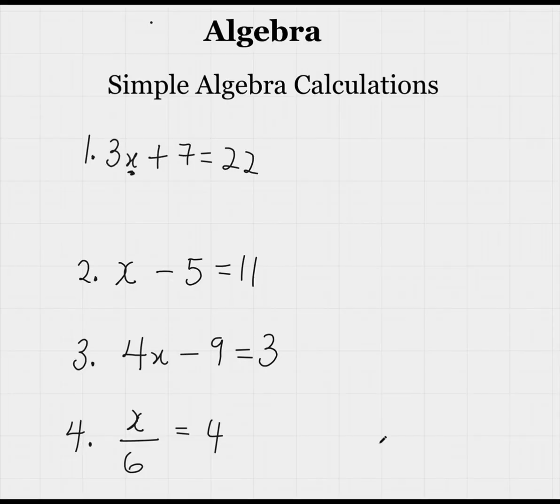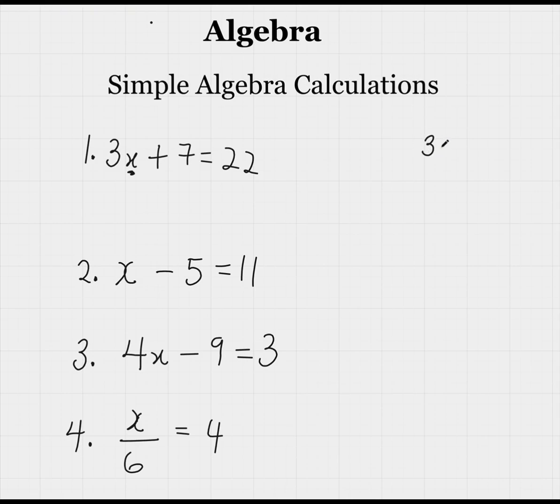We're looking at some simple algebra calculations. Let's look at the first question. 3x plus 7 equals 22. You're going to have to think of a number that when you multiply by 3 and add 7 to the number would give you 22. So if you know your times table well, you can start guessing. Let's guess x to be 4.